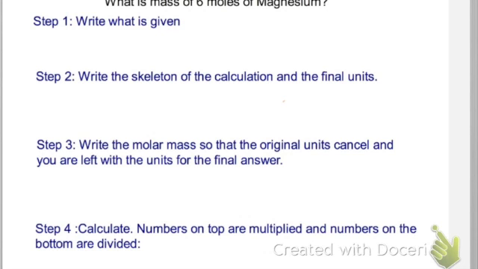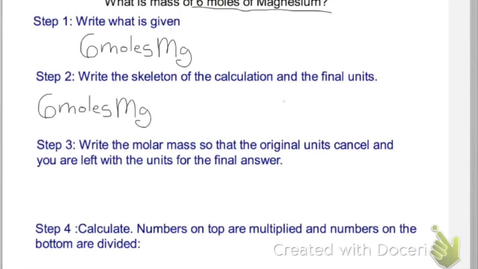So here are the steps. To begin with, we're going to write what's given, which was 6 moles of magnesium. So I'll write that as 6 moles, and I'll use the symbol Mg. In step 2, we're going to continue by writing the skeleton of this equation, knowing that I'm going to multiply by a conversion factor, and I know that I'm going to need final units in the end as grams of magnesium.